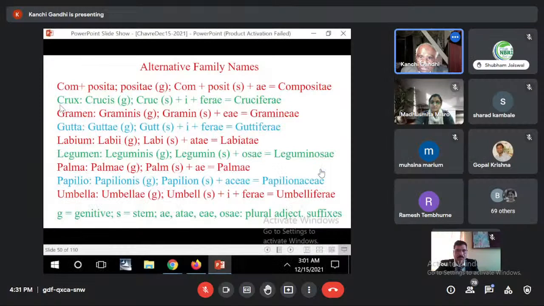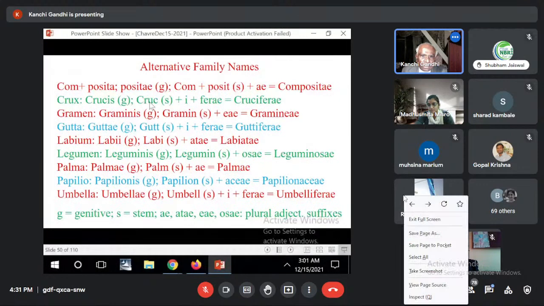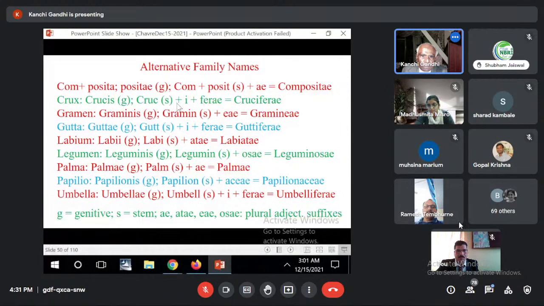The alternative name for Brassicaceae is Cruciferae, cross bearing. FER means bearing. So now, in Latin, crux is cross. Its genitive form is crucis, and the stem is cruc. I is the connecting vowel of cruc and add ferae. But we are adding I as a connecting vowel.